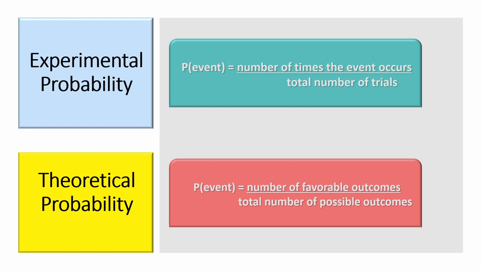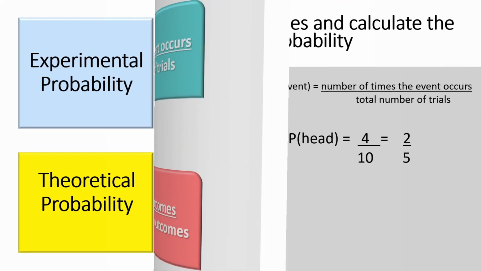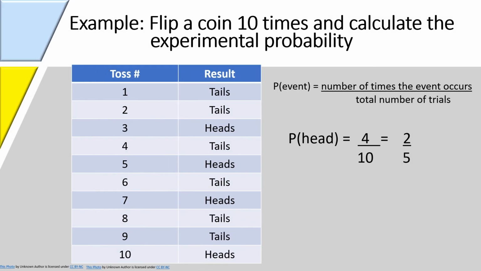Now, I know I've said a lot of things and given you a lot of information, but I think when you see some examples, it'll make sense. So let's look at an example for experimental probability. Flip a coin 10 times and calculate the experimental probability using the equation: the probability of an event equals the number of times the event occurs divided by the total number of trials.